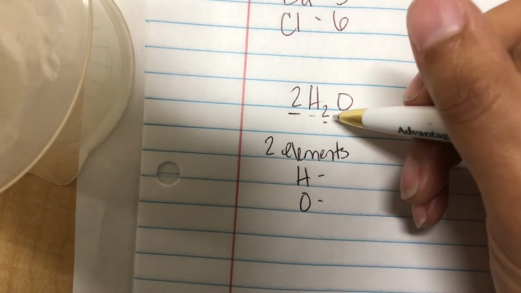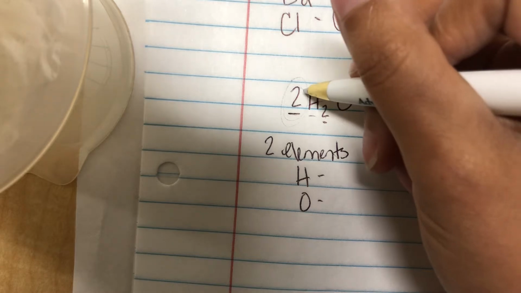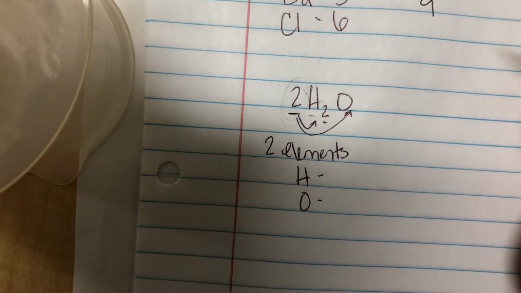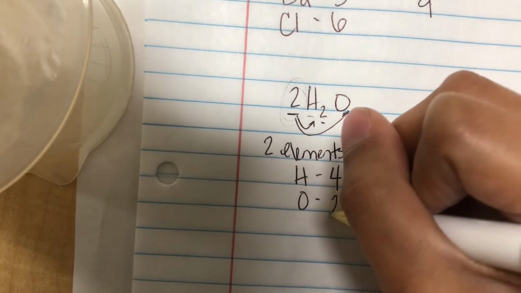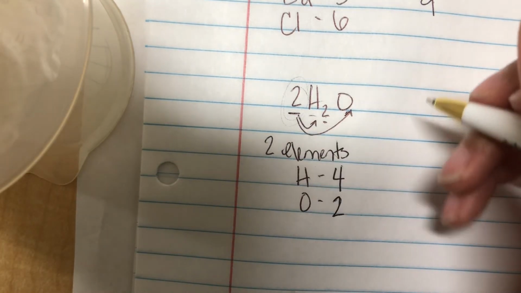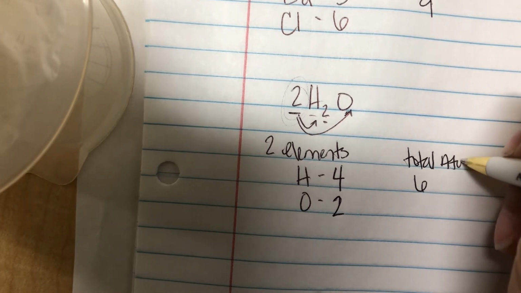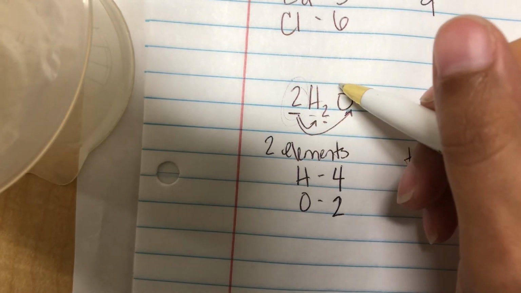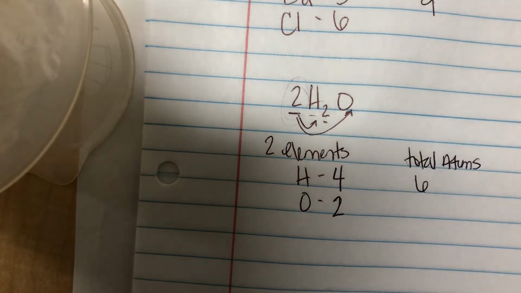Okay, now this H has a subscript of 2, which means you have 2 hydrogen, but you have 2 molecules of water. So you're going to multiply that by that 2, and you're going to multiply that by that invisible 1. So 2 times 2 for your hydrogen is going to be 4, and 2 times 1 of your oxygen is going to be 2. Okay, so you have 4 atoms of hydrogen and 2 atoms of oxygen. So for a total of 6. Okay, so again, that coefficient is going to tell you how many molecules you have, so you have to multiply those by how many atoms you have in the original formula. All right, let's try something else.